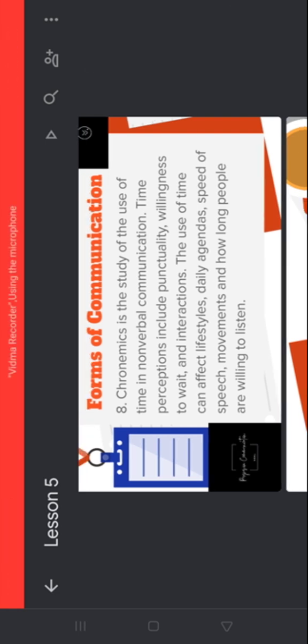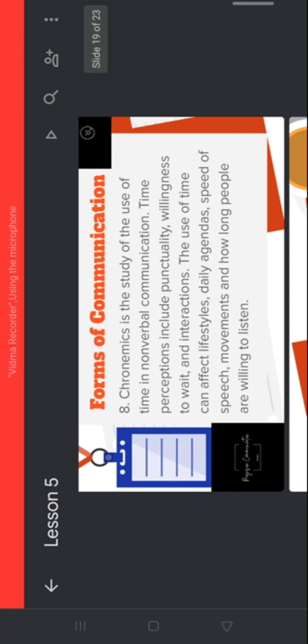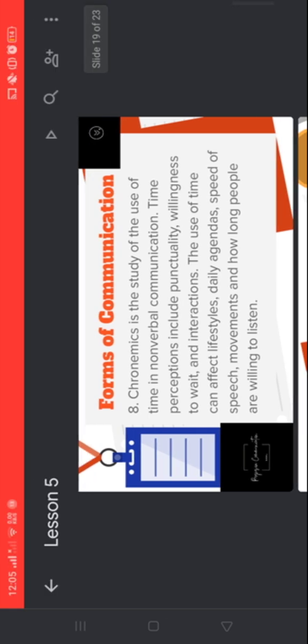Of course, for example, 7:30 is the flag ceremony. You came in at 8 o'clock. It will tell a message to other people that you are not respecting other people's time. That's why it's important for you to know exactly how to use your time. Okay, so those ones are the types and forms of communication.